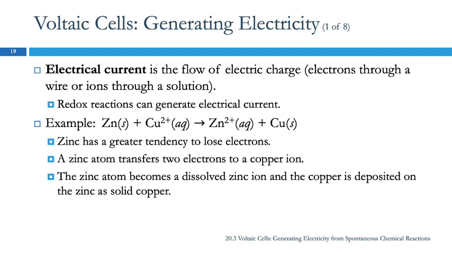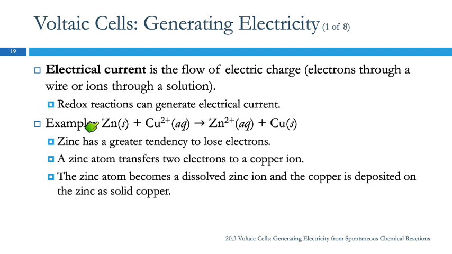Okay, voltaic cells. So voltaic cells generate electricity. What is electricity? Electrical current is a flow of electric charge. And so here this is going to be electrons. And the electrons are going to be moving either through a wire or being carried by ions through a solution. And redox, oxidation reduction reactions can generate electrical current.